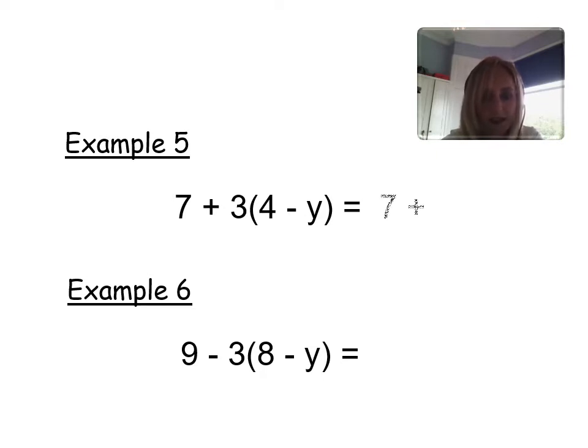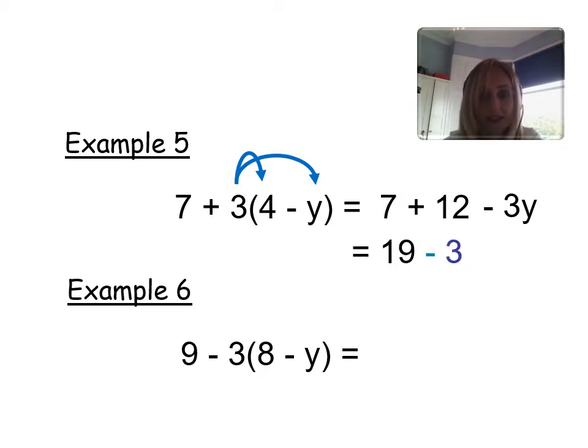So the 7 gets set down, and then it's just this plus 3 that we're multiplying all the terms in the bracket by. So it's a positive 3 on the outside. So plus 3 times 4 is plus 12. And then positive 3 times minus y. So a plus times a minus is a minus. So it's minus 3y. And then we can tidy that up. 7 plus 12 is 19. So it's 19 minus 3y.